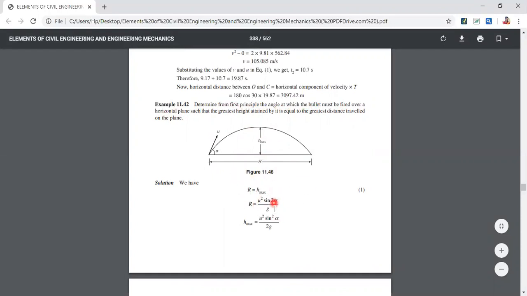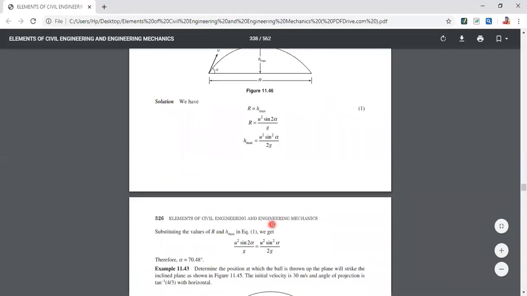I know the equation for R, that is u square sine 2 alpha by g, and the H max equation is u square sine square alpha by 2g. I have to equate these two. So equating these two and solving using trigonometry, we get alpha equal to 70.48.